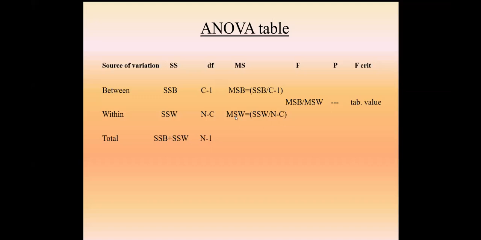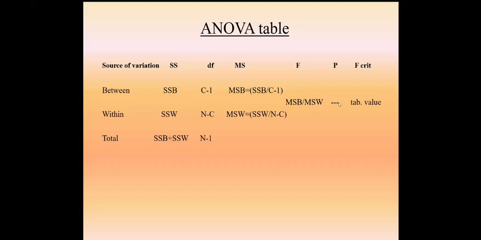So see, MSW means mean of square within the samples. This can be obtained by dividing SSW by its degree of freedom. Now since we have MSB as well as MSW values, dividing MSB by MSW one can get the F value. This F value will be used for further analysis because finally we need this F value.